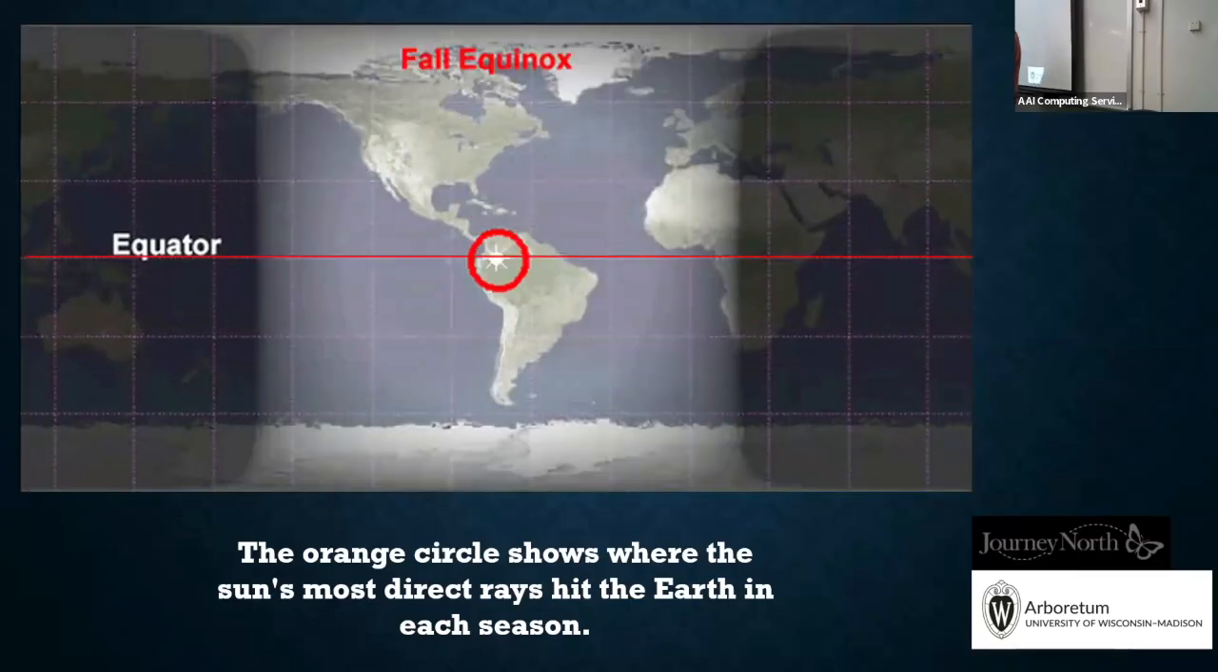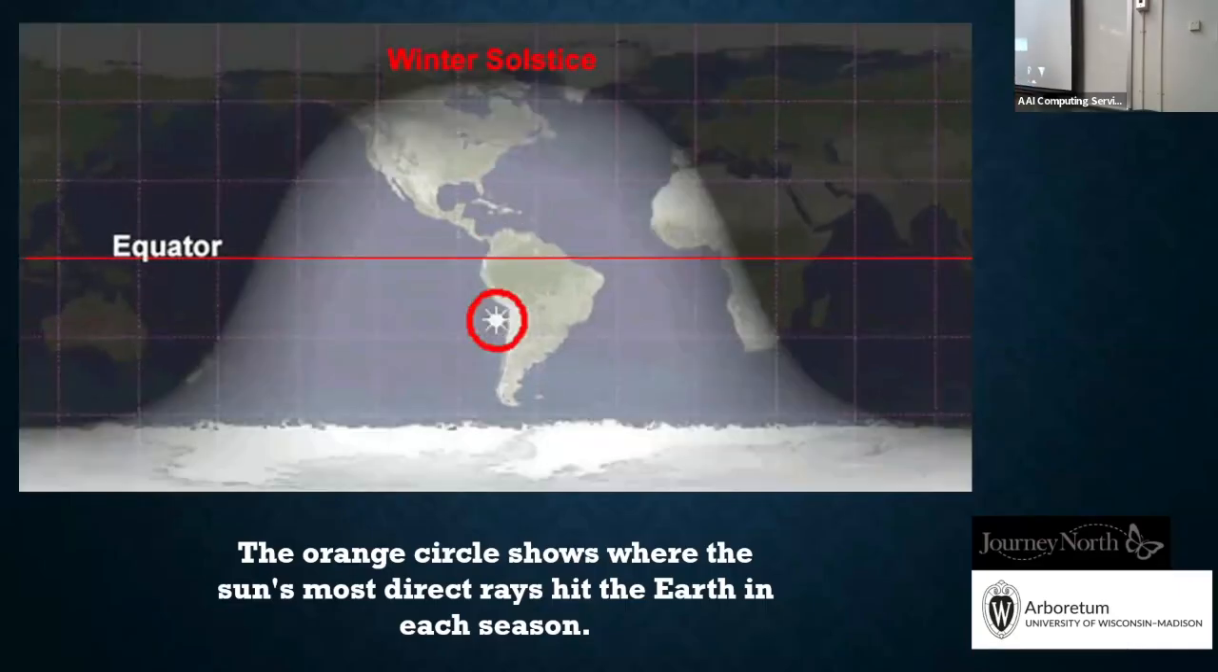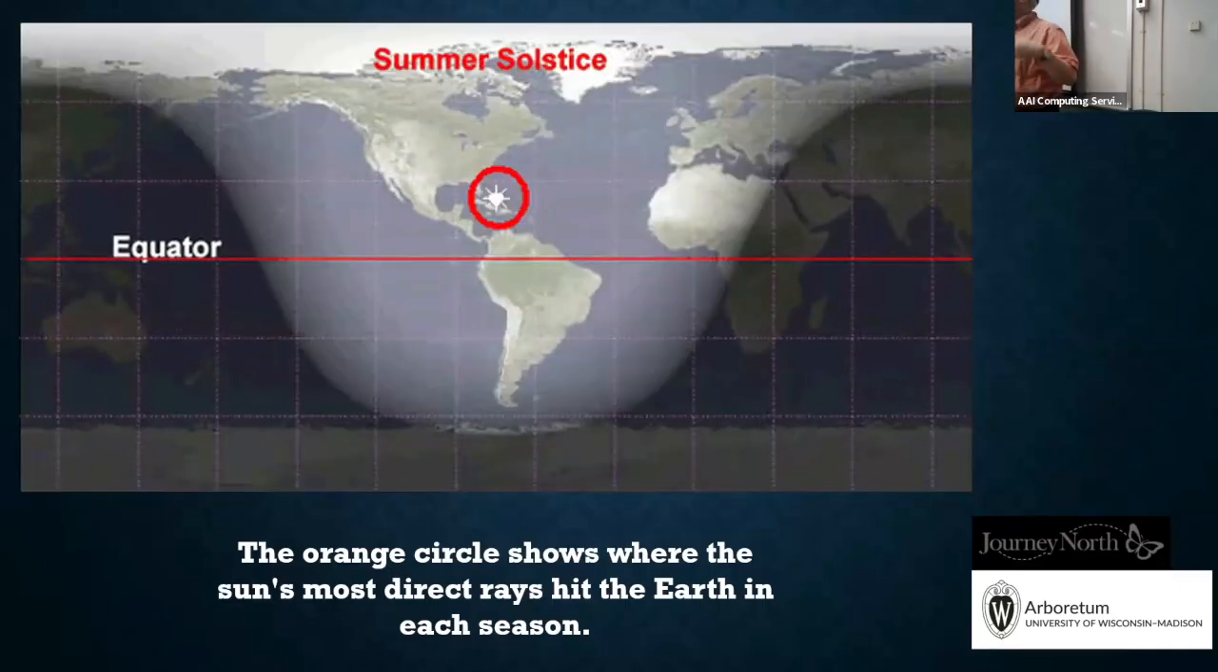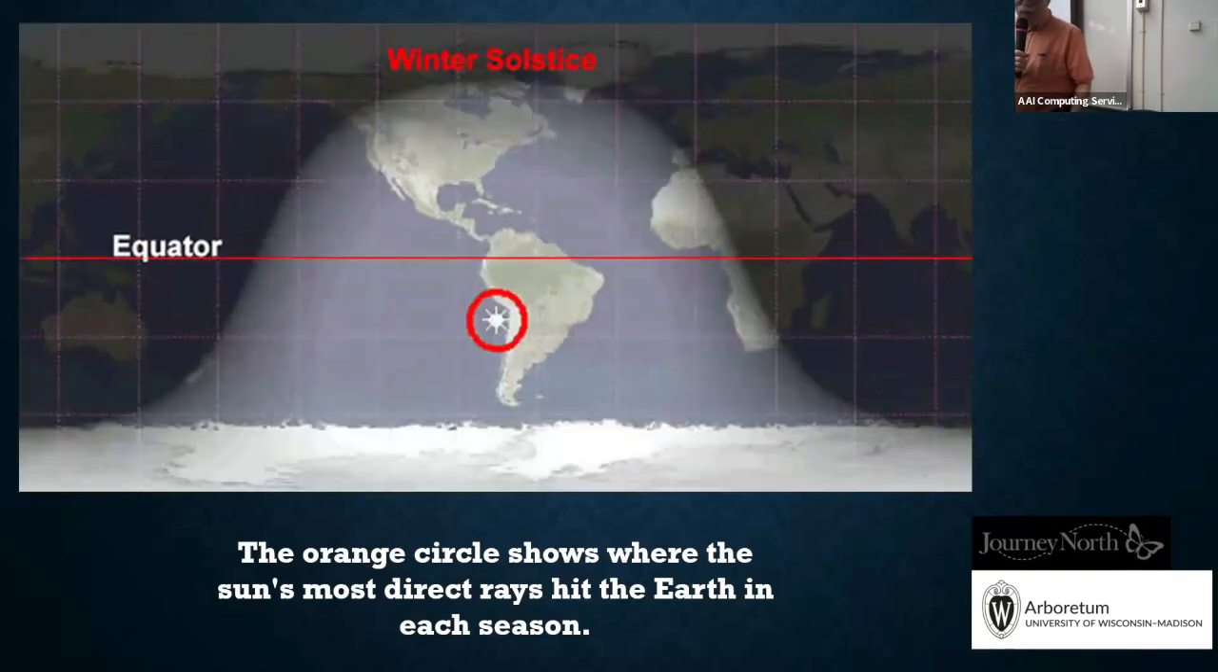So for people who think that, for instance, Columbus discovered that the Earth was round, people have known for a long time, and some people will know.